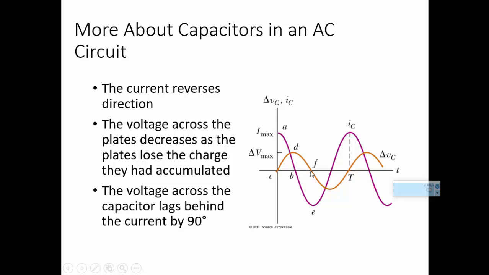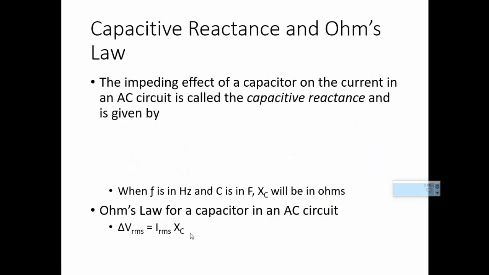Now, I want to mention that in a capacitor, this is standard. The current leads the voltage by 90 degrees. It's a gospel truth. You need to take it. That's what happens in a capacitor. The voltage lags the current by 90 degrees. The voltage across the capacitor lags behind the current by 90 degrees, meaning that the current leads by 90 degrees.